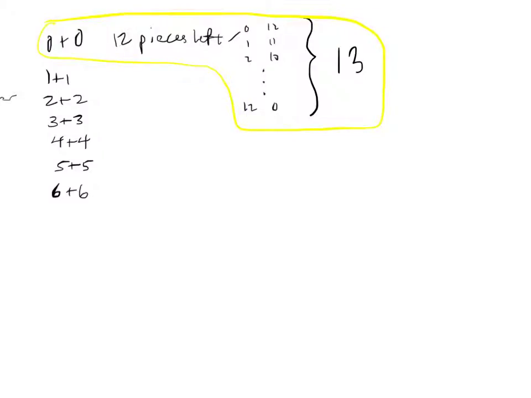Now, what's the analogous situation for 1 plus 1? Well, now I've got 10 pieces left. Agreed? Yes. 10 pieces can be distributed 0 and 10, 1 and 9, all the way down to 10 and 0. How many numbers are there in this list? 11.